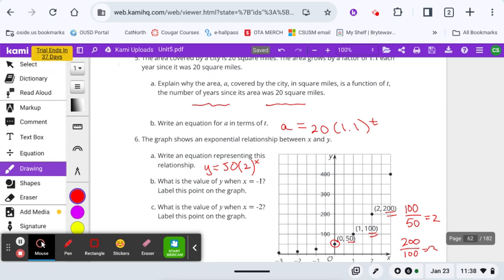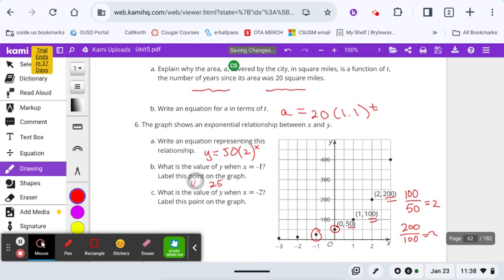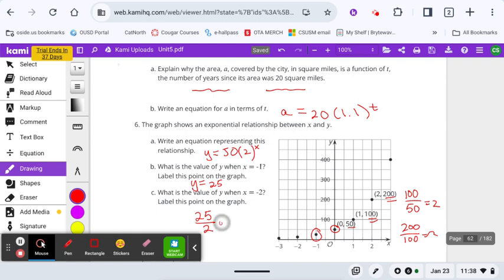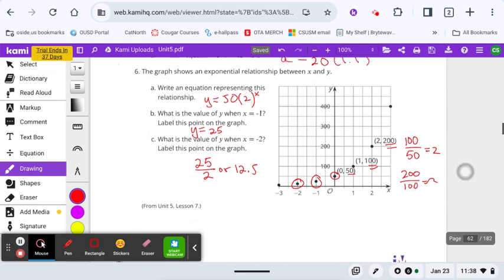What's the value when x equals -1? Well, if it's going forward times 2, to go backwards is divided by 2. 50 divided by 2 is 25. And that's a y. You can also plug it into the equation, 50 times 2 to the -1. What's the value when x equals -2? 25 halves. Because again, we're going back a step right here to half of 25.